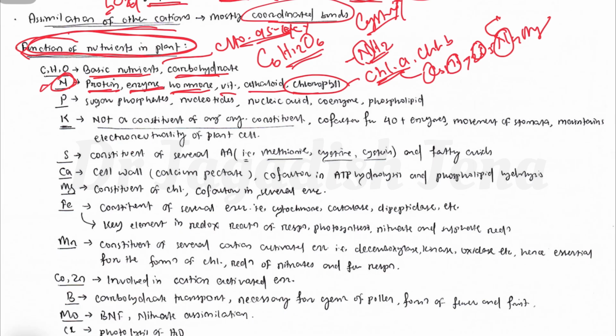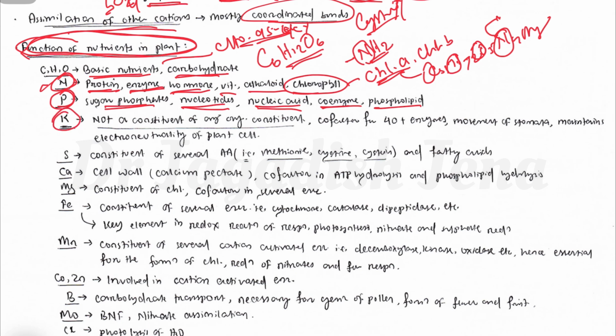Chlorosis is a major diagnostic symptom of nitrogen deficiency. Now, the next major nutrient is phosphorus. It has a significant role in sugar phosphate formation, nucleotide formation, nucleic acid formation, coenzymes, and phospholipids.